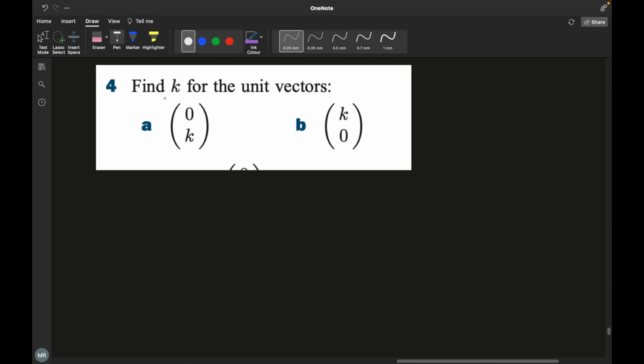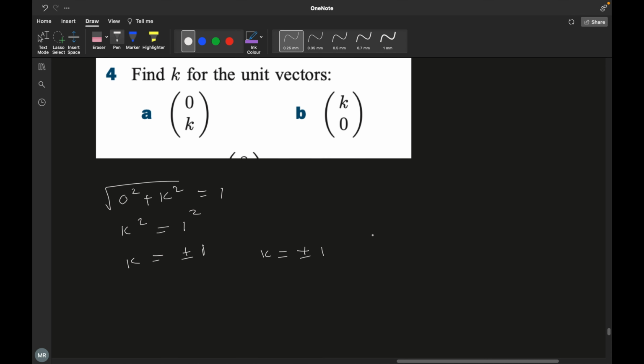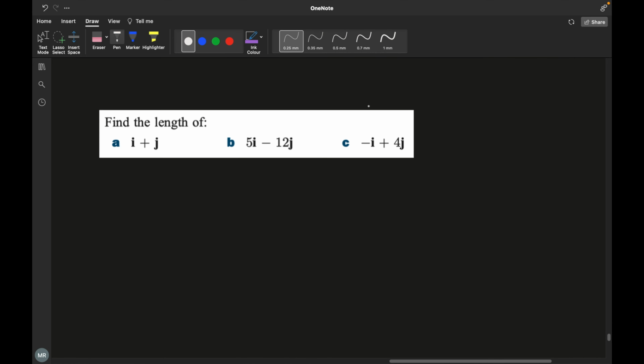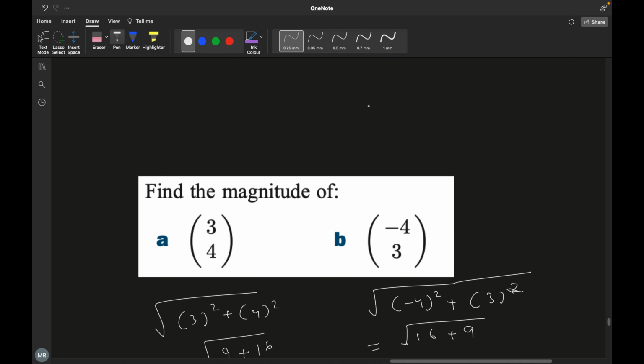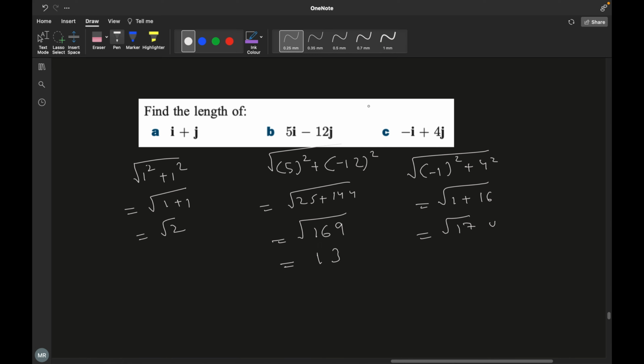We have to find k for the unit vectors. Alright, so we have to make this the unit vector. Therefore, square root of 0 squared plus k squared is 1. Let's square both sides. And k is plus or minus 1. The answer would remain the same for this also. k is plus or minus 1. Now we have to find the length of this. I think we already did this question.